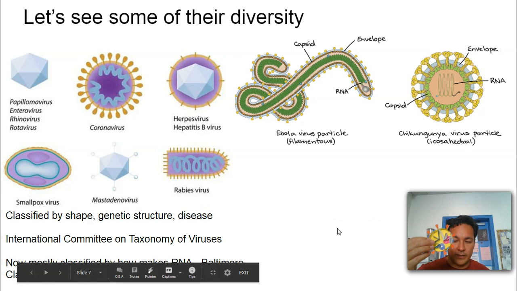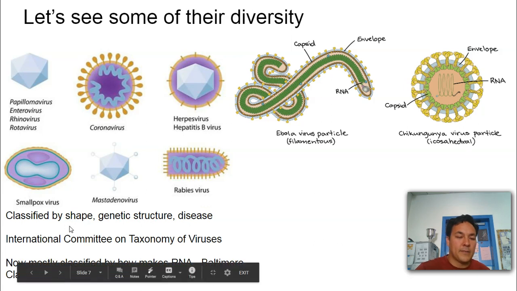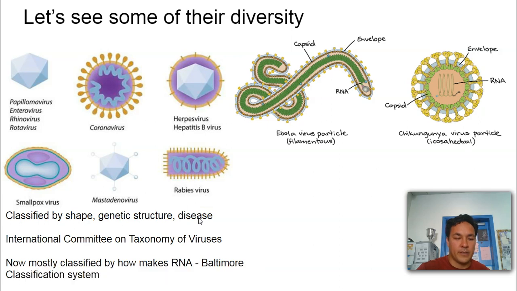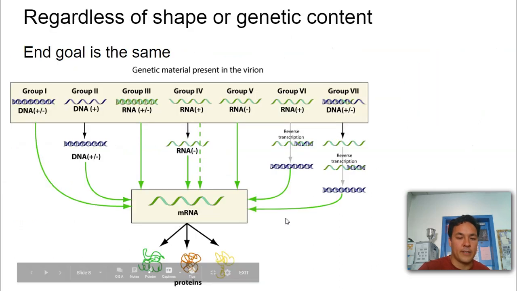We're going to focus on this one, the coronavirus. Here's what Ebola looks like, herpes, rabies, smallpox, different ones, right? When your parents were in school, they might have learned to classify them based on shape or genetic structure or what diseases they caused. But now we mostly classify them on how they make RNA. We'll go over that in the next slide, what RNA does. This is called the Baltimore classification system, named after a scientist, not the Charm City.